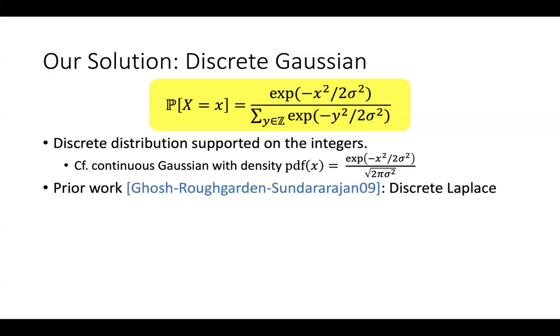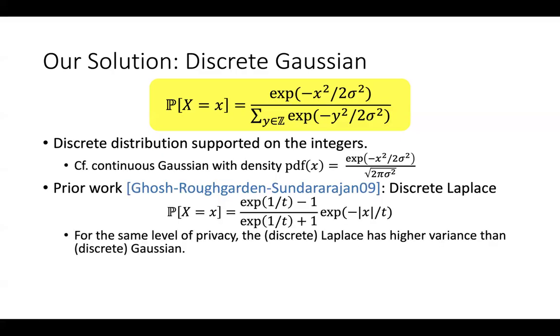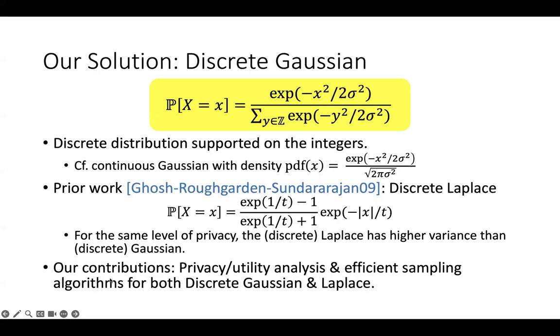There is prior work that does a discrete Laplace distribution. And as I'll mention later, the discrete Laplace, just like the continuous Laplace, has higher variance than the discrete or continuous Gaussian. Right, so the key contributions from our work are that we did a privacy and utility analysis of the discrete Gaussian distribution, and we also gave an efficient sampling algorithm, not just for the discrete Gaussian, but also for the discrete Laplace.